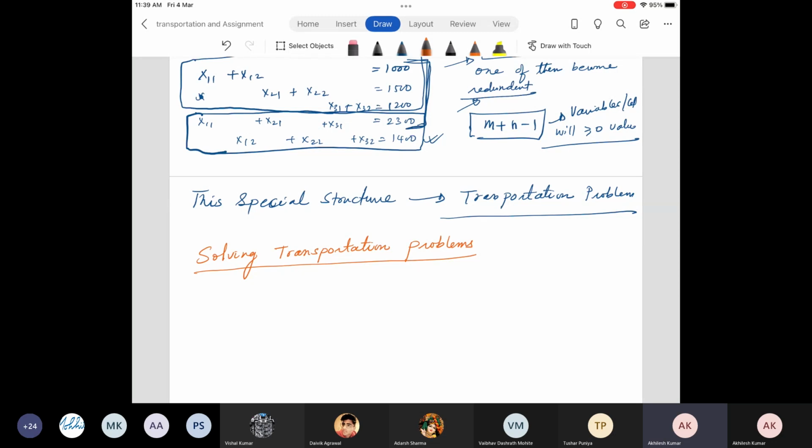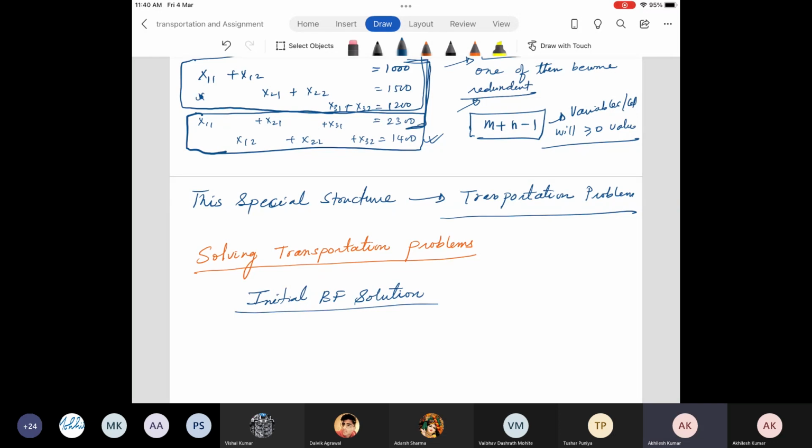We have already seen there are m plus n minus 1 equations instead of m plus n equations to solve the problem. So if we go by our regular simplex, we have to use artificial variables to solve this problem. You agree? Let's not talk about the artificial variable technique. Suppose I just want an initial basic feasible solution and I don't want to use any artificial variable technique.